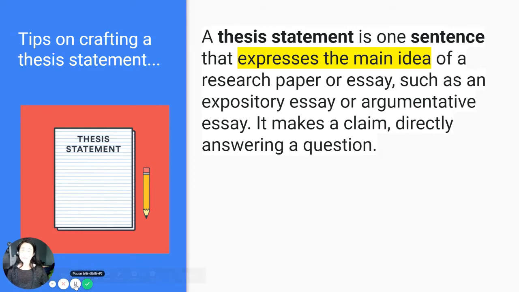So, tips on crafting a thesis statement. Like I said, the thesis statement belongs in the introduction paragraph, and it always goes at the end. So it's usually the last sentence of the introduction paragraph. A thesis statement is one sentence that expresses the main idea. So it's usually only one sentence. Sometimes it can be two sentences. This thesis statement is expressing the entire main idea, or the main point and purpose, of your entire paper. So I'm going to be able to read that thesis statement to say, okay, this is the purpose. This is what I'm looking for as I read the body paragraphs.